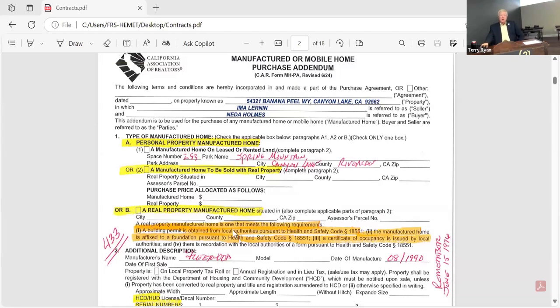And it meets the following requirements. There's a building permit obtained from local authorities. The manufactured home is affixed to a foundation, and a certificate of occupancy is issued by local authorities. And there is recordation with the local authorities. So all of those things are just like if you were building a house somewhere. Now, the code that they established for that is 433. So when you're looking for things, does it have a 433 foundation? That means that it's gone through all the coding and met all those requirements.